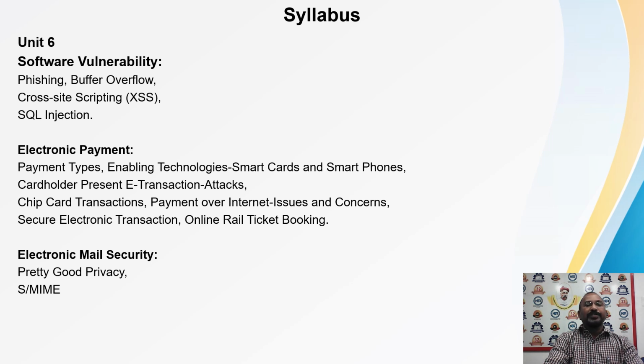Then there are the various applications that we studied in unit number 6, that is debit card transactions, e-transactions, online railway ticket reservation and booking. In addition to these points, we will also check email security, that is electronic mail security. There are algorithms which can check the security for emails. These algorithms are PGP, that is Pretty Good Privacy, and the second algorithm is S/MIME.